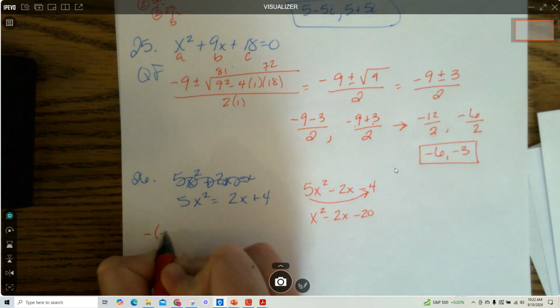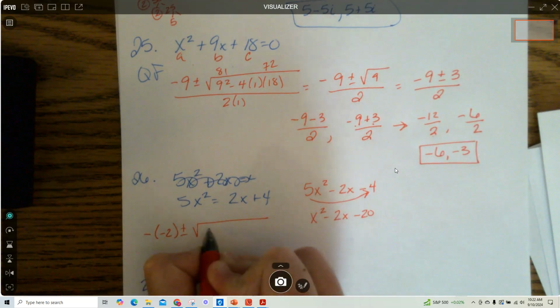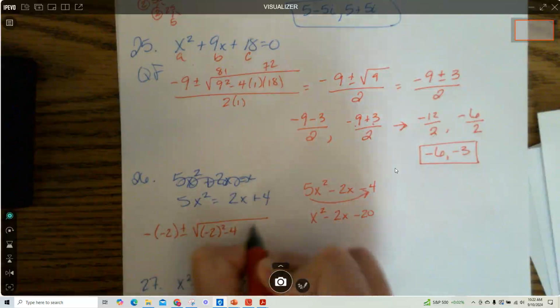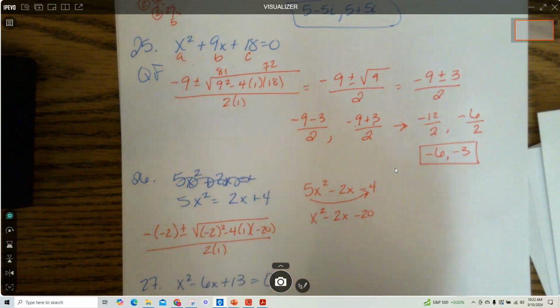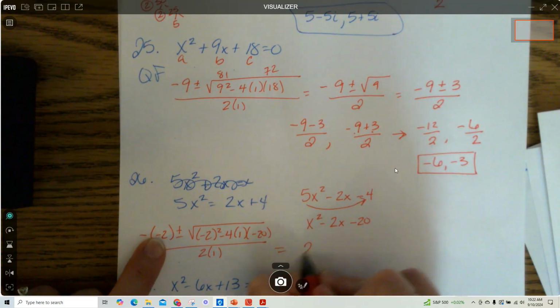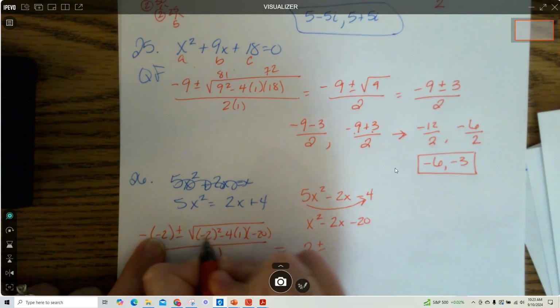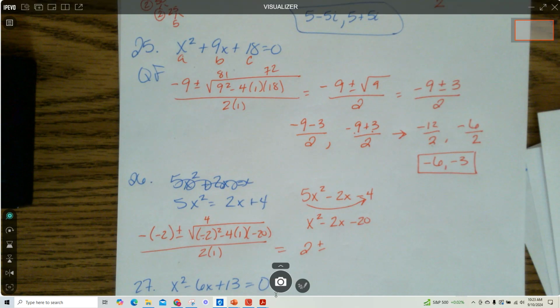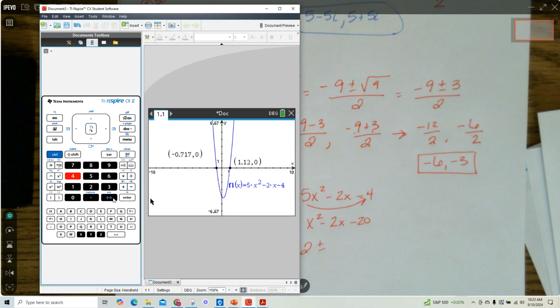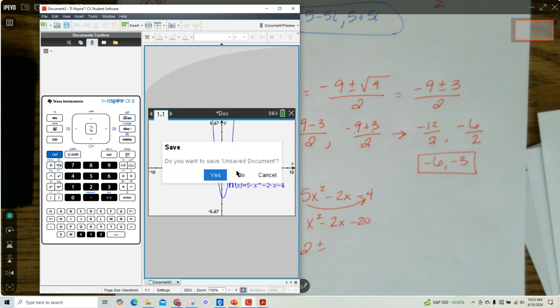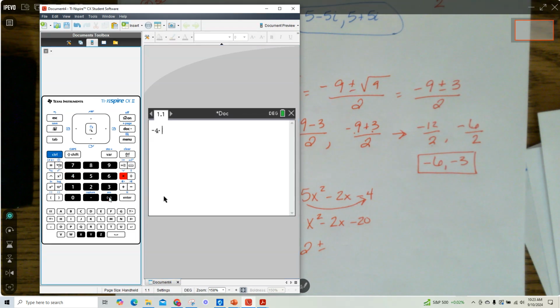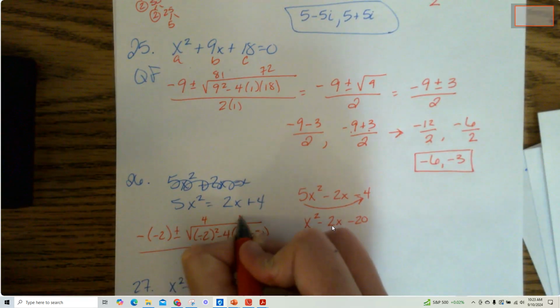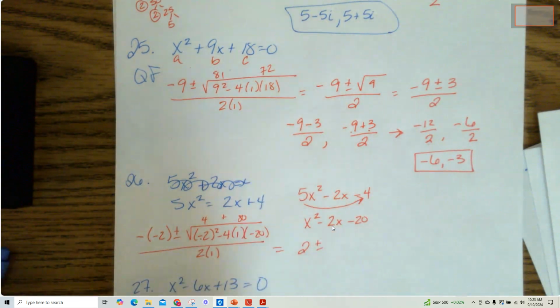So negative b plus or minus the square root of negative b squared minus 4 times a times c over 2a. Okay, negative negative 2 is a 2. Negative 2 squared is a 4. So here you're going to get a sign change. Negative 4 times negative 20. Again, be careful with your signs. Oh, goodness. We get an 80. And that's actually a plus now.